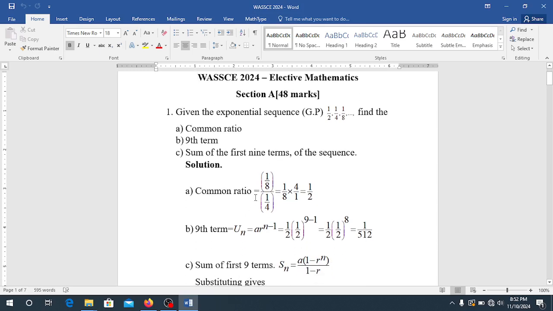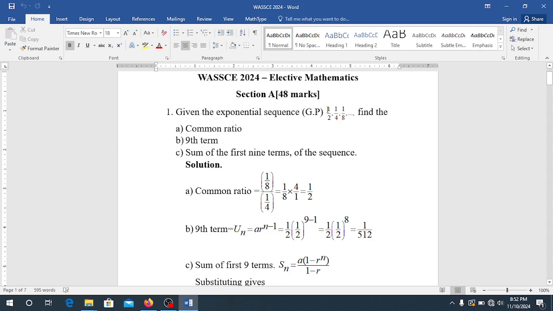So the common ratio, we all know, is the second term over the first term, or the third term over the second term. We have 1/8 over 1/4. If I reciprocate the second one, that is 1/8 times 4/1, that is simplified to be 1/2. B, the 9th term. The formula for the nth term is this, and substituting the values here.